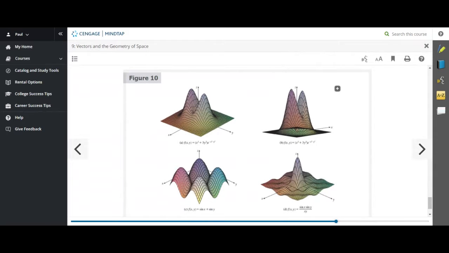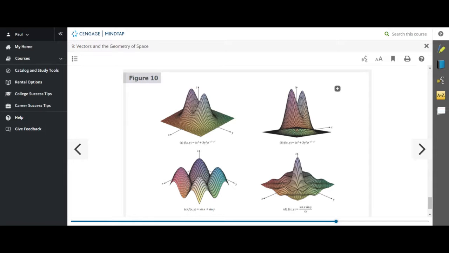This explains why, in figure 10a, as we move out from the origin, the surface gets flat, because the values of the function approach 0 as you move out. Even with basic fundamentals, we might be able to determine that the surface approaches 0 and flattens out as you move away from the origin for this first surface.